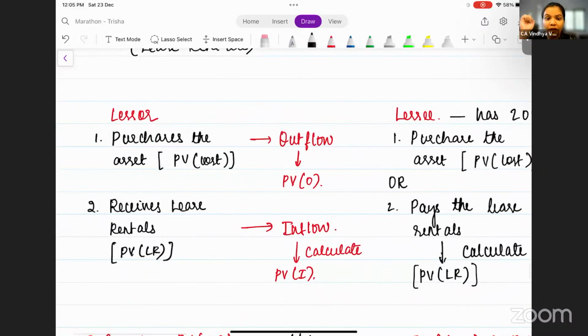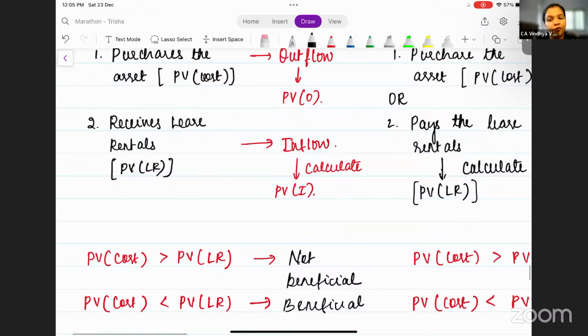Okay. Now, for the lessor, purchasing the asset is the outflow, which happens today. And he'll receive the lease rentals in the future. Correct? So you will have the outflow, but inflow you will have to compute. What you will have to compute? The present value of the inflow, like how you did under capital expenditure. Okay? So you compare these two. If the outflow is higher than inflow, then you will not invest or not buy, or it's not beneficial. And if it is vice versa, then it is beneficial.